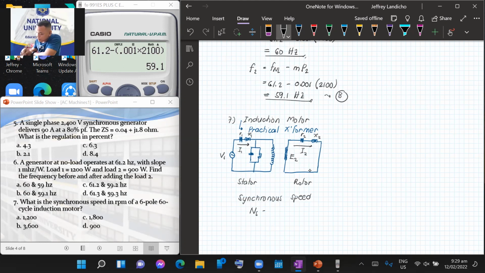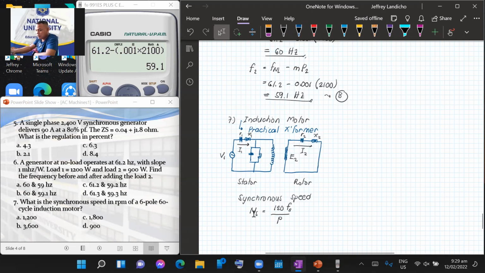So synchronous speed, NS, is equal to 120 multiplied by F over P. So this would be the frequency, sabihin natin F sub S, the source frequency. So alam natin, induction motor is an AC motor. So therefore, yung ating source, that is also AC. So you have the equivalent frequency. Ibig sabihin, kung ito is AC, therefore, the resulting current here should also be AC.